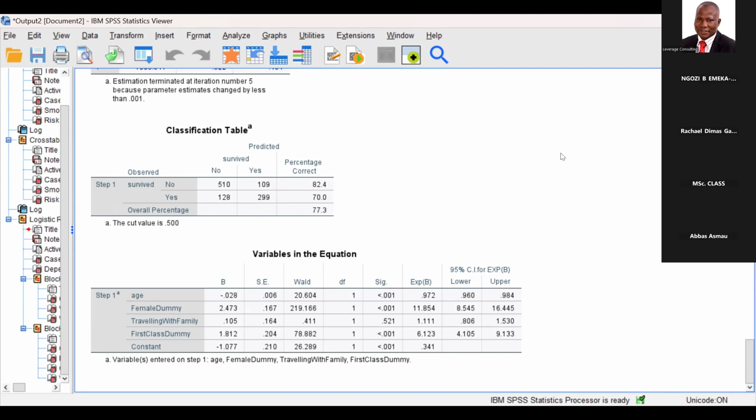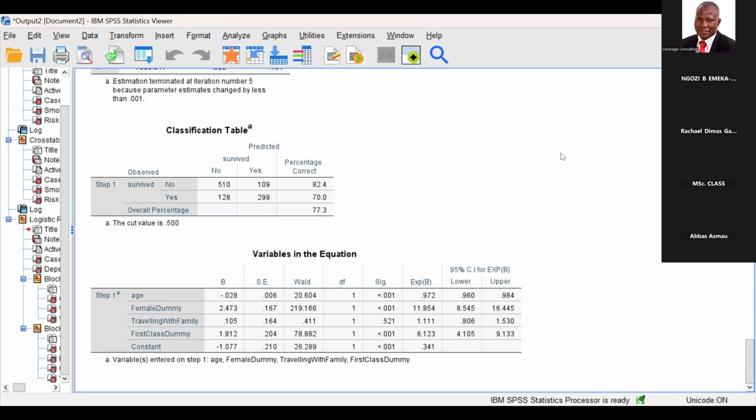The same thing with traveling with family, 1.1 from 0.8. If you look at it, that one is not significant. Even the p-value is not significant. Can you see now? It started from 0.8 and ended at 1.5. It has crossed 1. Because if it's not significant with the confidence interval, it will not be significant with the p-value also. Look at the first class: 6.123. Lower limit is 4.1, upper 9.1.